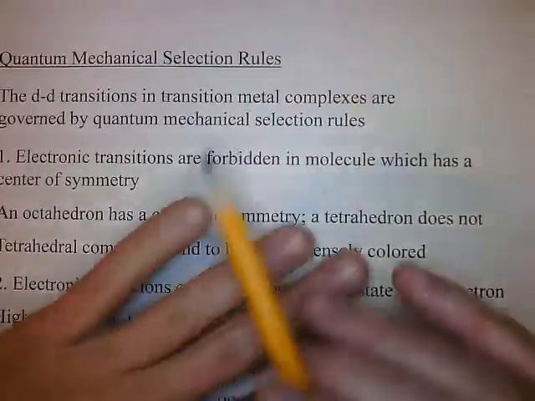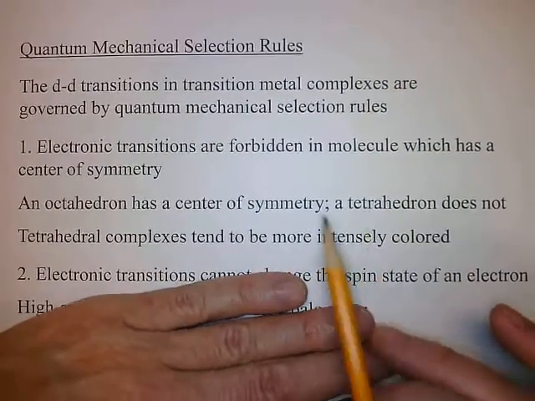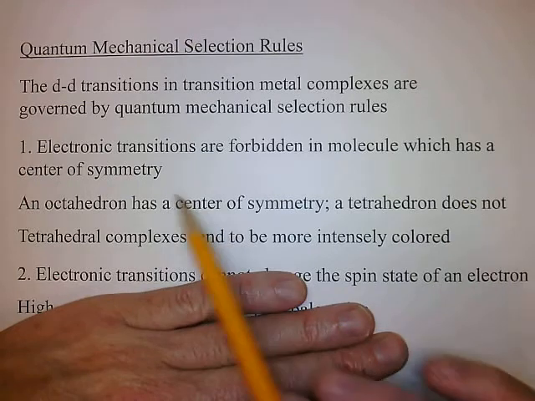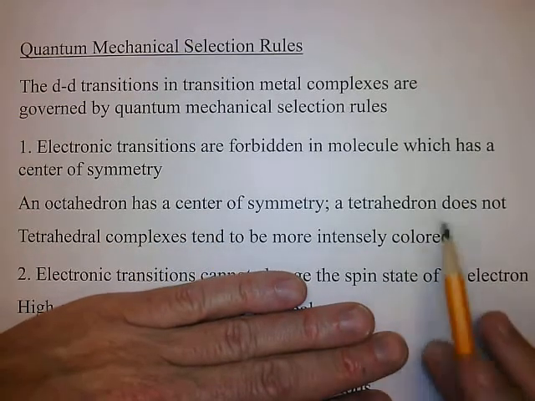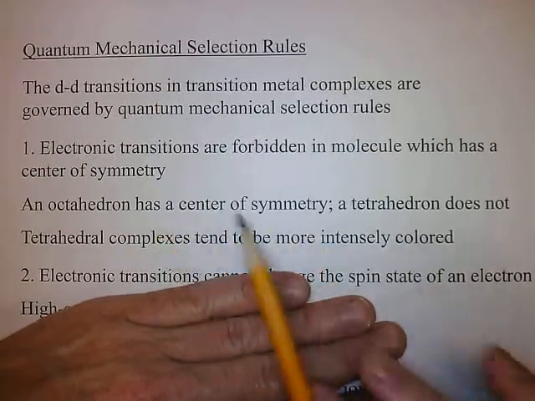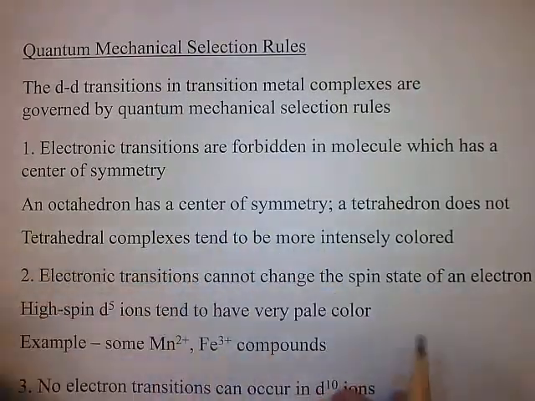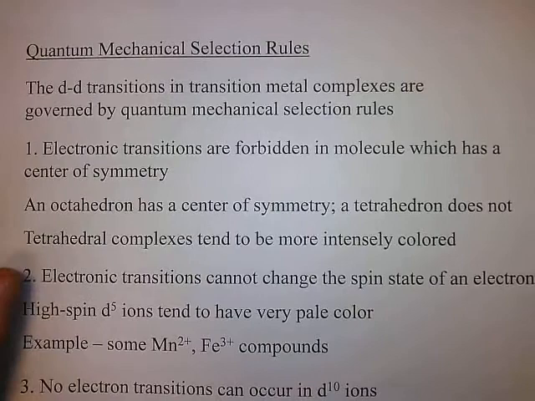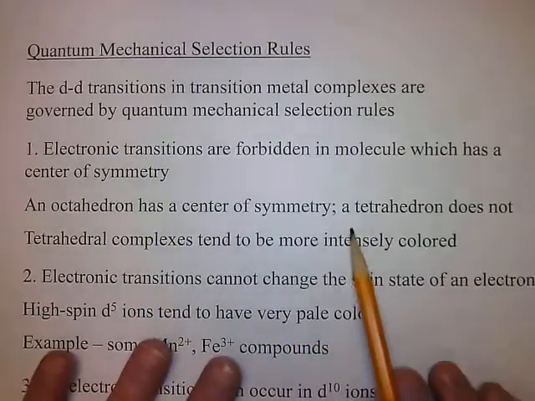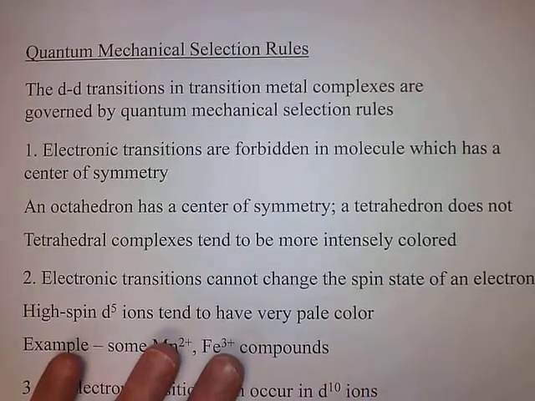And that makes these d-d transitions forbidden. So you might want to say, well, why are they colored at all? Why are so many octahedral compounds colored? Because no complex has perfect symmetry. You have molecular vibrations and so forth taking place that relax the symmetry. But nonetheless, tetrahedral compounds tend to be more intensely colored.